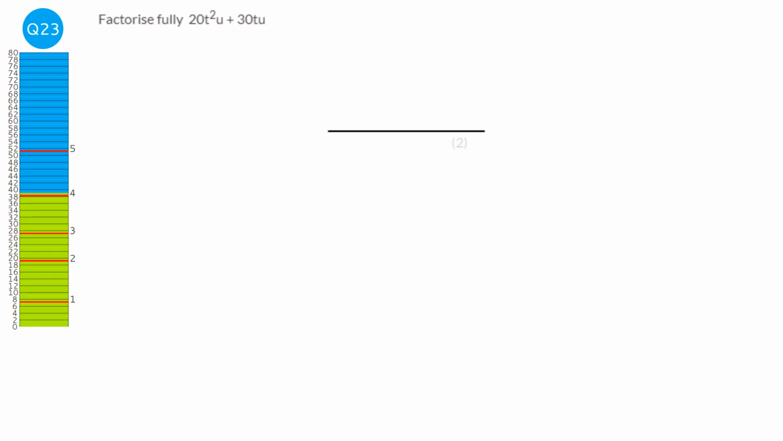So factorise means to put it into a bracket, and it looks like it's a quadratic here, but it's actually just a linear factorising because we don't have a number term.